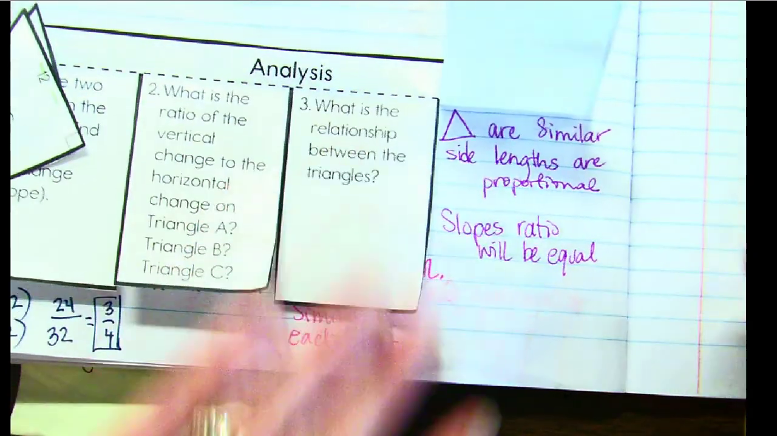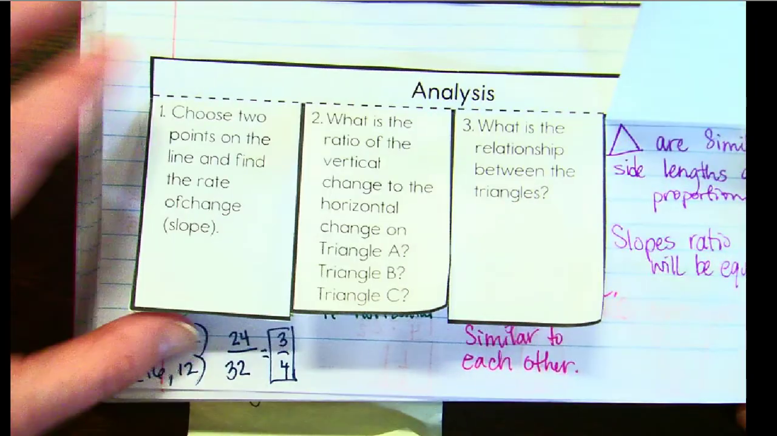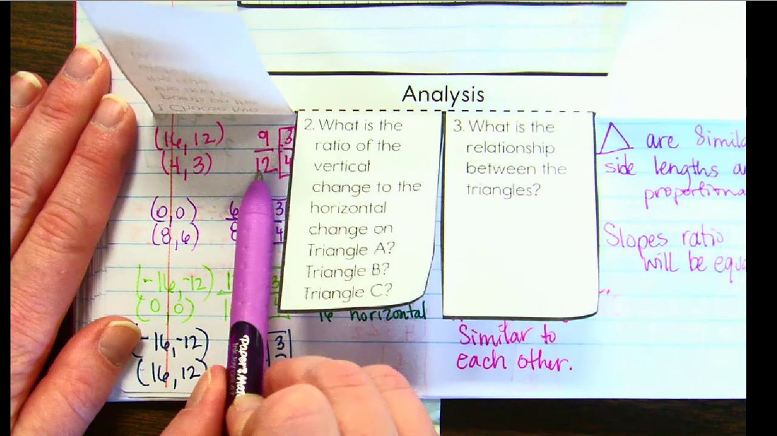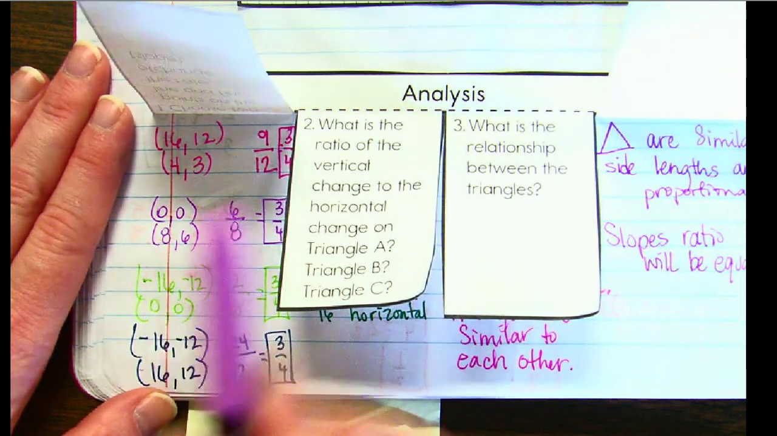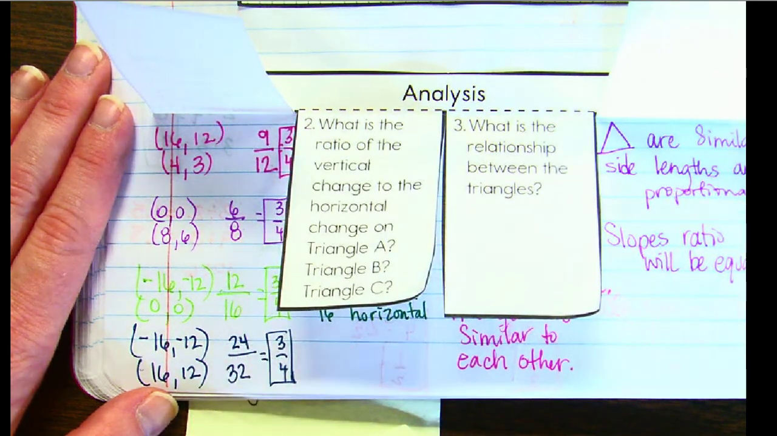Okay, and that's what I was showing you on that first little slide over here, is even though we have 9 to 12, and 6 to 8, and 12 to 16, and 24 to 32, they all simplified down to 3/4. So that's the slope ratio.